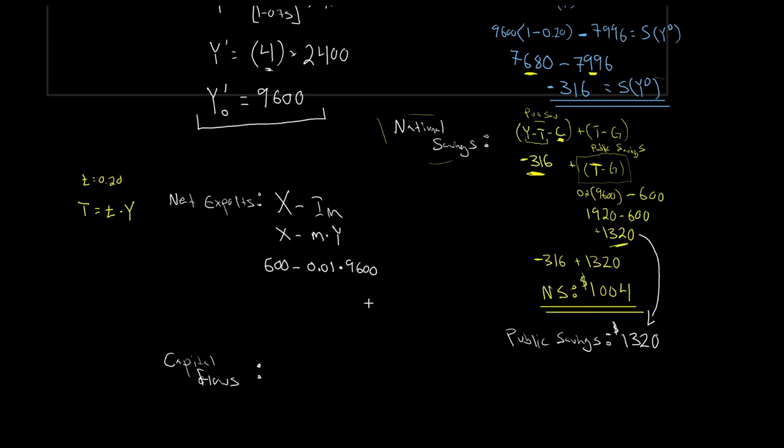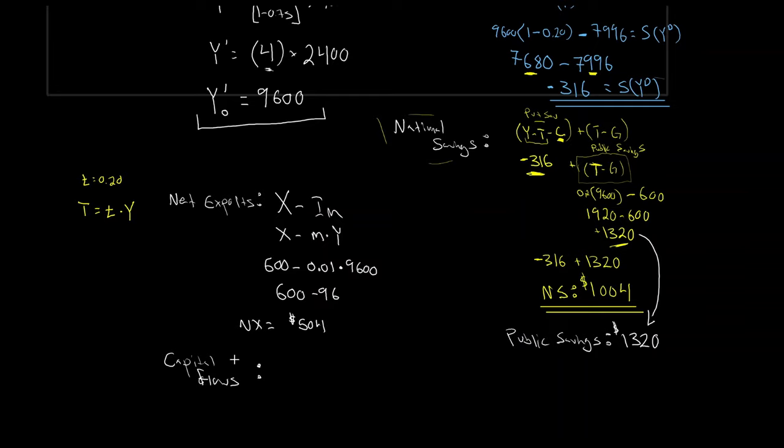So, okay, 1% of 9,600. Well, that's not too bad to work out. That's 96. So we have 600 minus 96. I'm going to have a value of net exports of 600 minus 96 being $504. That's not too bad.